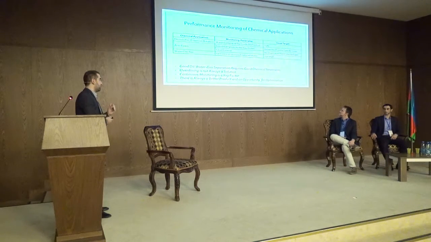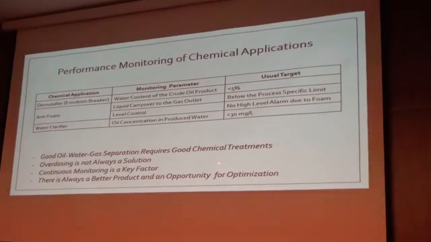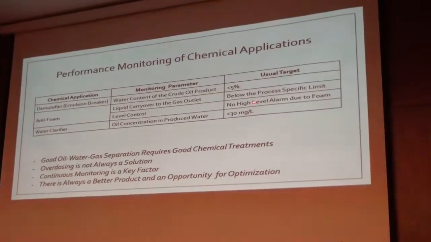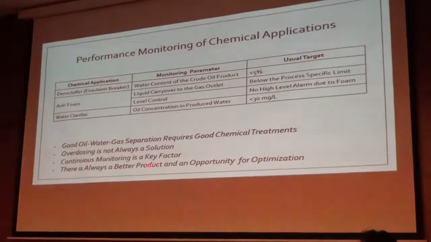And water clarifiers' performance is monitored by oil concentration in the produced water. We analyze water samples for oil concentration, and we try to stay below 30 milligrams per liter. If we are above this target, we have to do something. We have to think of something different to keep our concentration below 30 milligrams per liter.